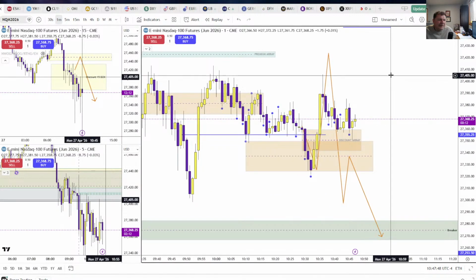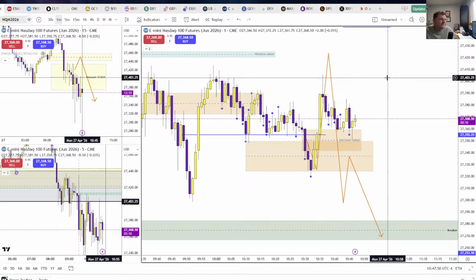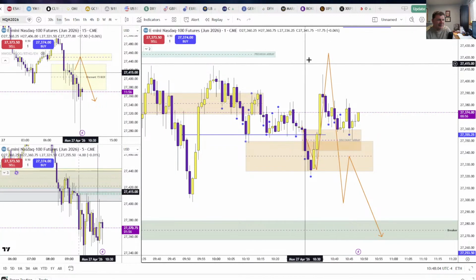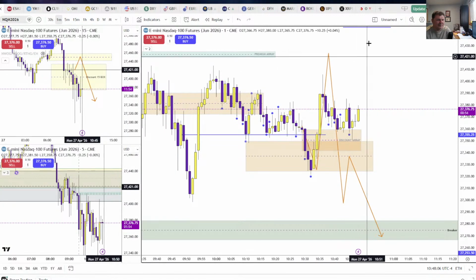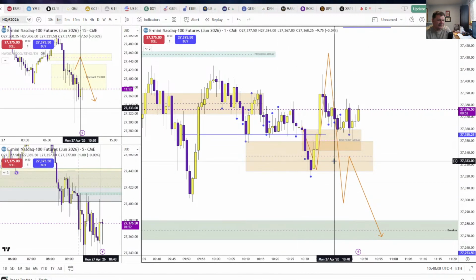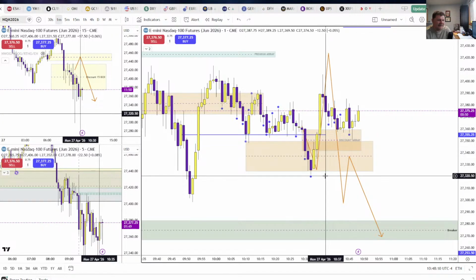Not to play. This is where you sit on the sidelines, Russell, and wait. Take Hadi's advice here and sit on the sidelines and wait for a clean setup. And right now, the only clean setup I can see is if we get a break above this for the premium or break this on the downside.